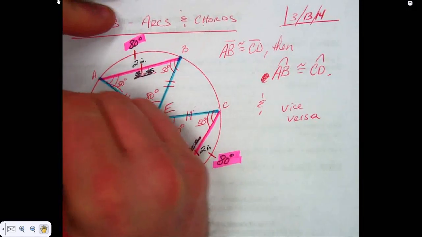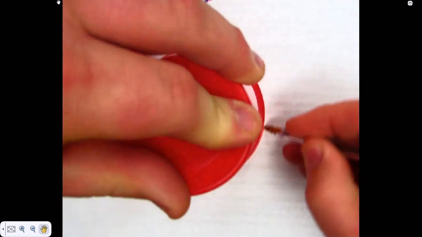So this is kind of our first big fact here. We're going to go down and do some more here. So you're going to need to draw another circle. And I'll show you some more interesting things that happen with chords and circles.